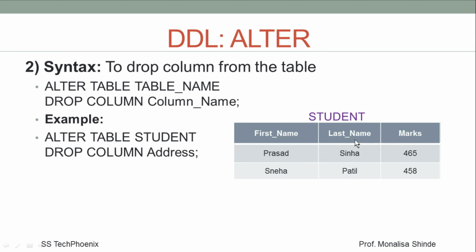When that query is fired, it will result in this type of structure. See, first name, last name and directly the column is marks. This address column was now deleted from the table. So this alter command is also used to delete columns from the table.